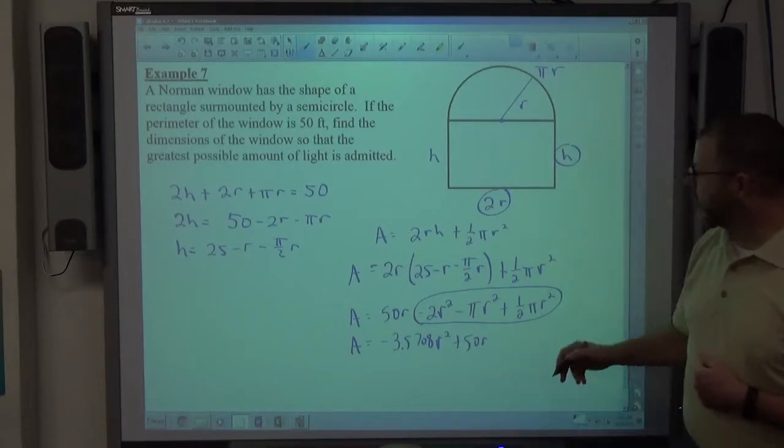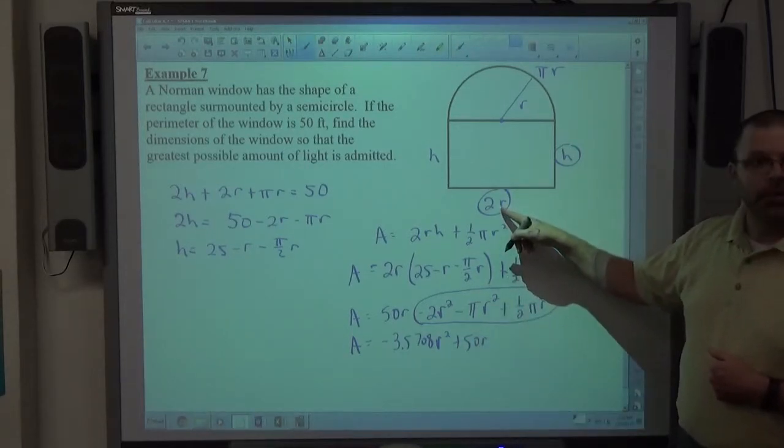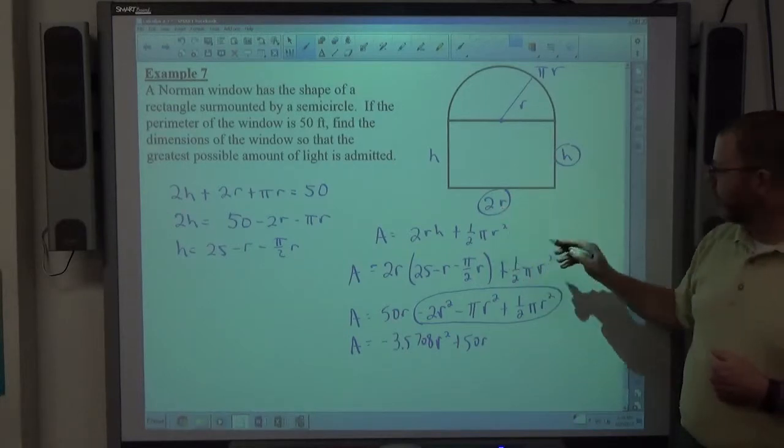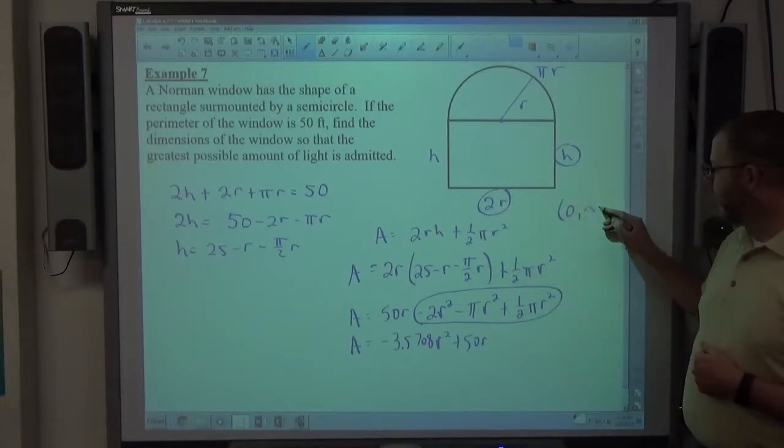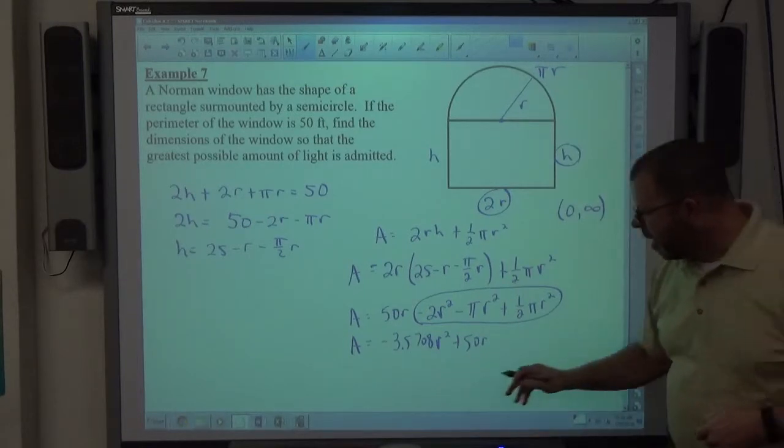Looking at the R and H values, what we're focusing on really is R. R cannot equal 0, right? Otherwise we don't have a window. So I know that 0 to infinity are my restrictions on R. And actually it's less than that, because if R equaled 50, I'd run out of perimeter, wouldn't I? So it's probably less than that. But if I just set a low end of 0, obviously that's where we're starting.